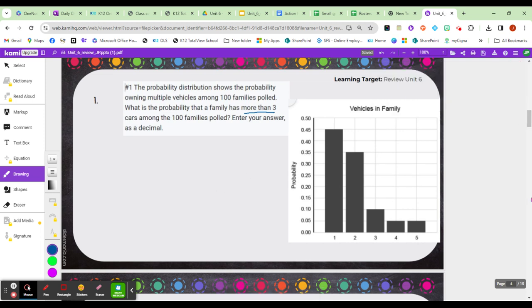So more than 3 out of 1, 2, 3, 4, and 5. More than 3 would be 4 and 5. Both of those are measuring 0.05. So that would be adding those up, and that would give us a probability of 0.10. Nice little chart. All the probabilities have been done for you. Definitely could have been harder.